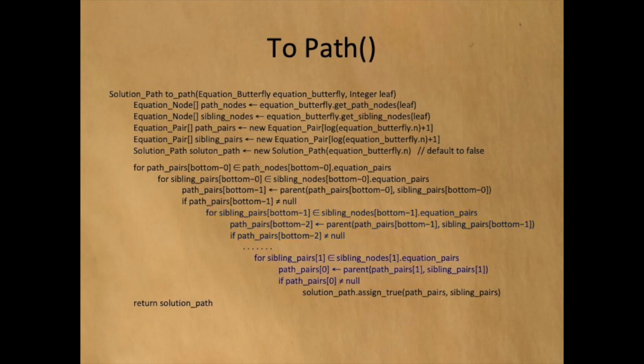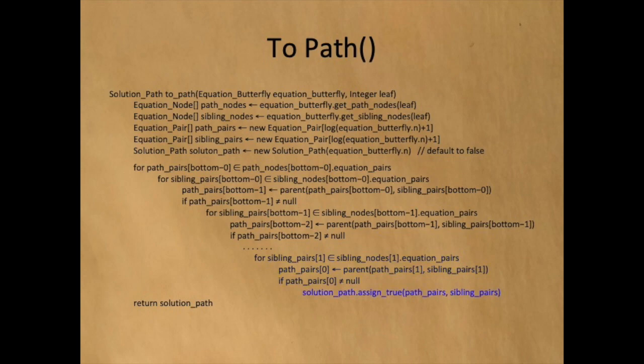The last for loop in dark blue processes all of the equation pairs in the sibling of the second to the top node, in the second to the last great-great-grandparent node. It creates a great-great-great-grandparent equation pair. If that great-great-great-grandparent equation pair is valid, it continues.